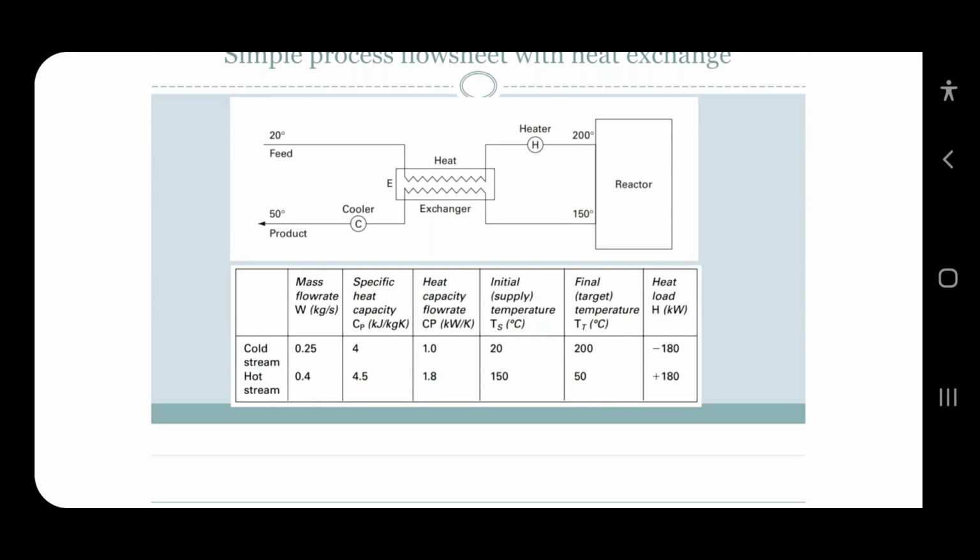So you have to define first the data extraction. If I give you the flow sheet, you have to define first how many streams are there, how many cold, how many hot. So what are the given conditions, either in terms of specific heat or delta H value. So here it is 20 to 200 degrees Celsius. That is your one cold stream, and 150 to 50 degrees Celsius.